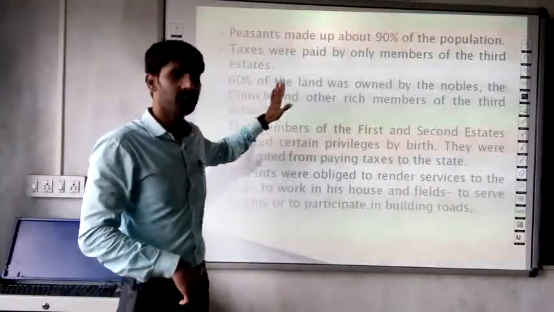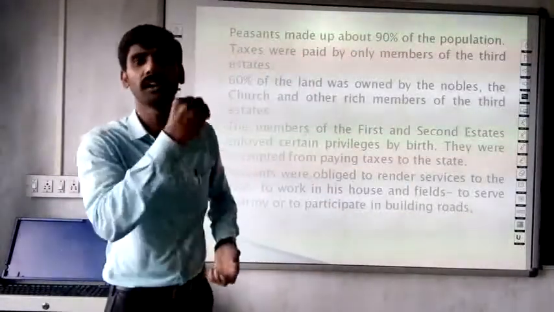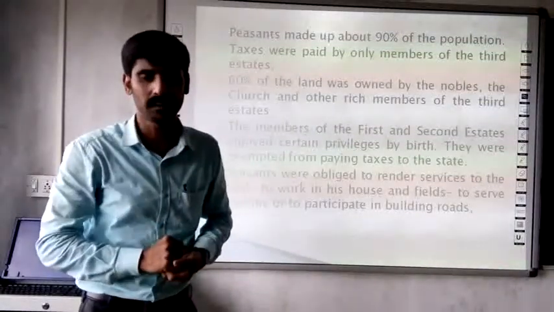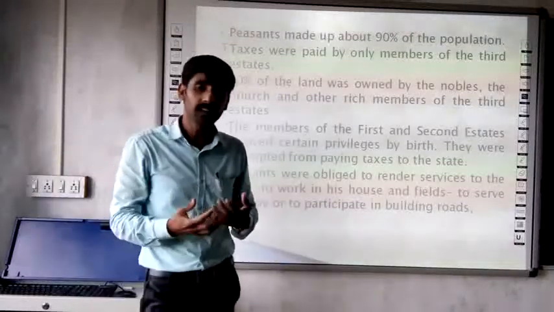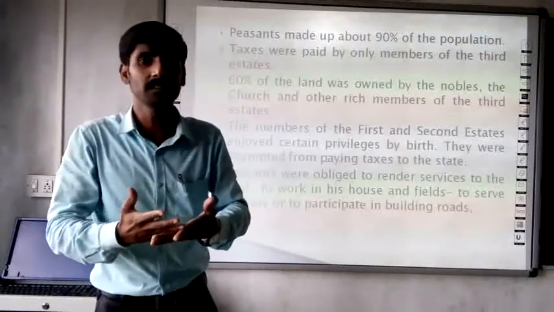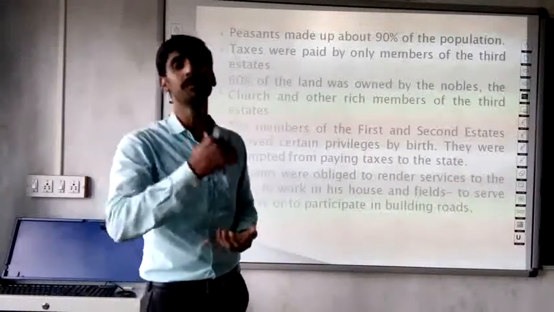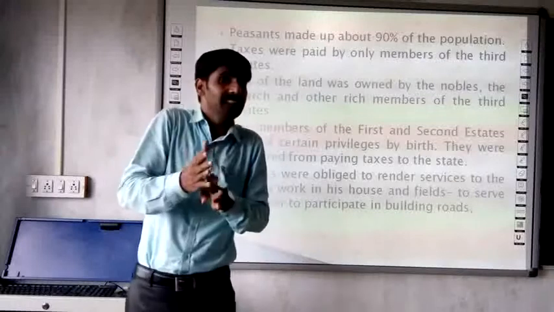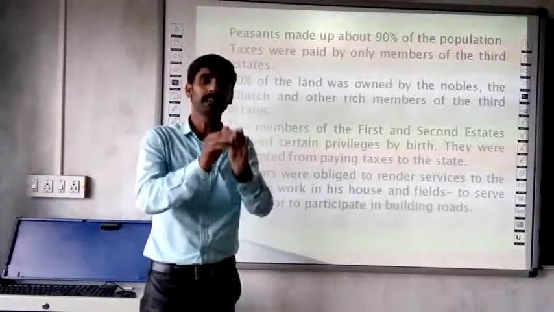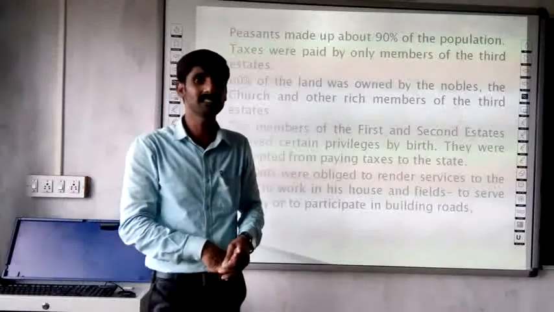These peasants, or third estate people, had to pay all the taxes. Taxes were borne by the third estate, and here the first and second estate people enjoyed privileges based on birth. One of the privileges they enjoyed was exemption from tax. They did not pay tax because that was a privilege based on birth.